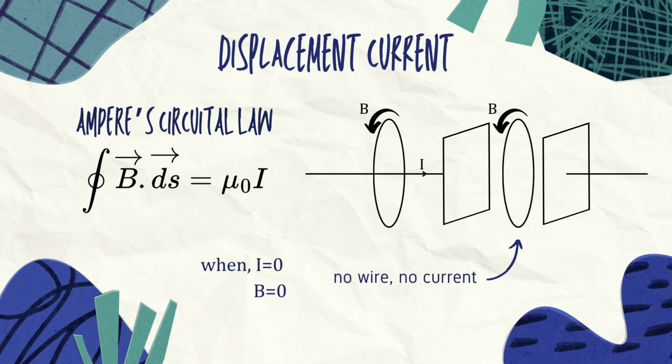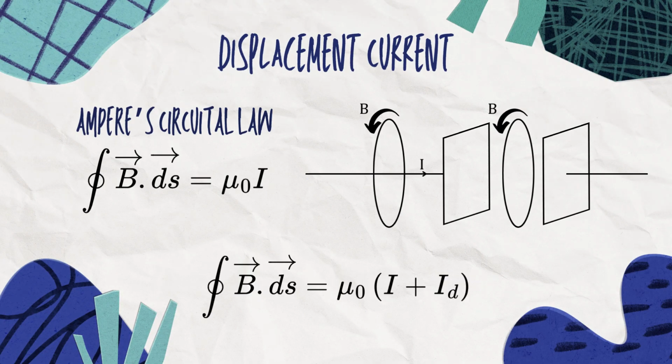But according to Maxwell and his experiment, this is not the case. Maxwell found out there is a magnetic field in the area. He said maybe there is something that acts like a current going through the loop and creates the magnetic field. So to solve this problem, he introduced the concept of displacement current.